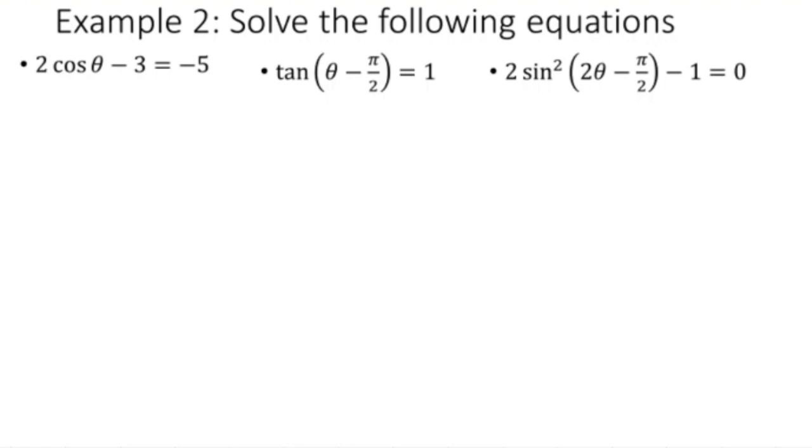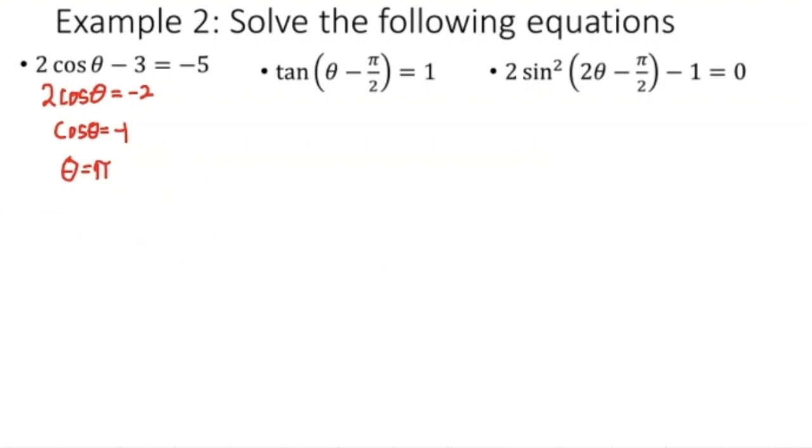So for example, if we were to solve 2 cosine theta minus 3 equals negative 5, first we should try to isolate cosine. So first, we'll add 3 to both sides, then divide both sides by 2. Now we need to figure out what angles cause cosine theta to equal negative 1. If we go to the unit circle, there's only one such value. That would be pi, which is associated with the point negative 1, 0.